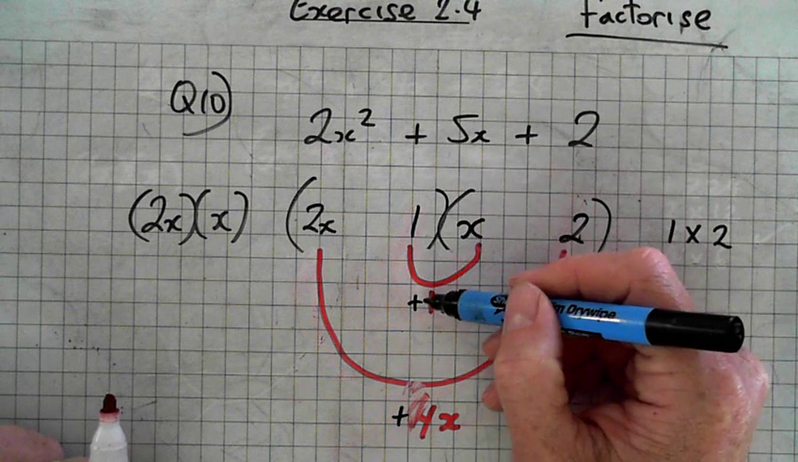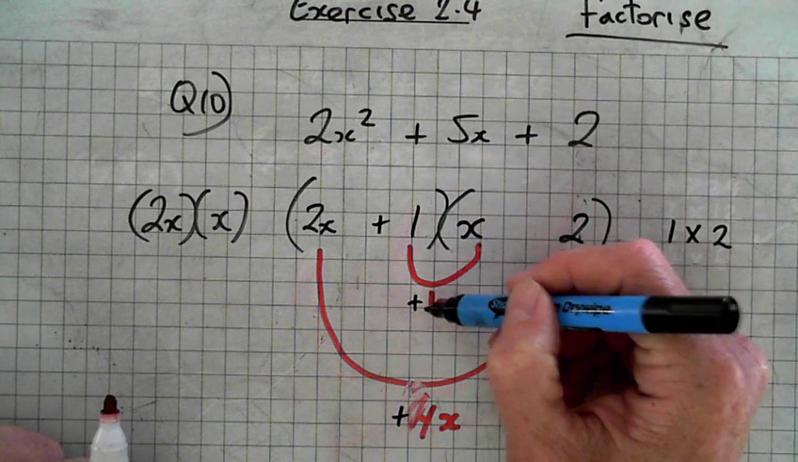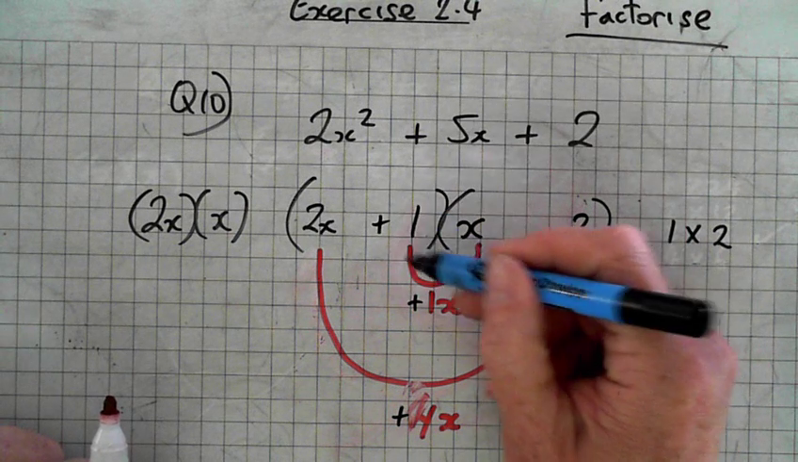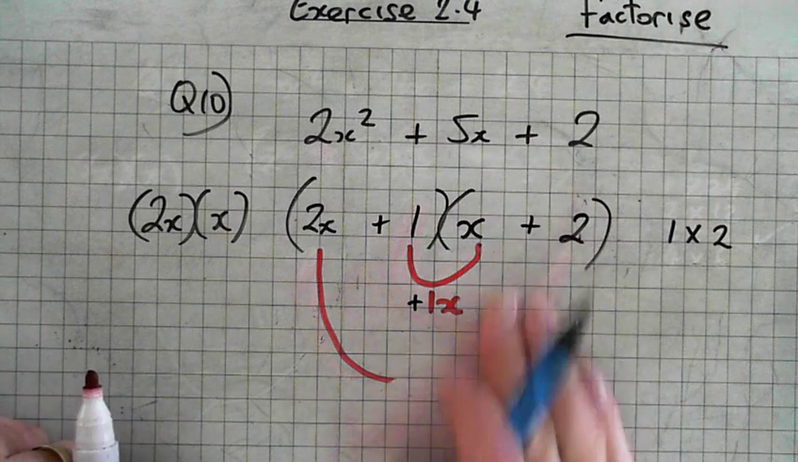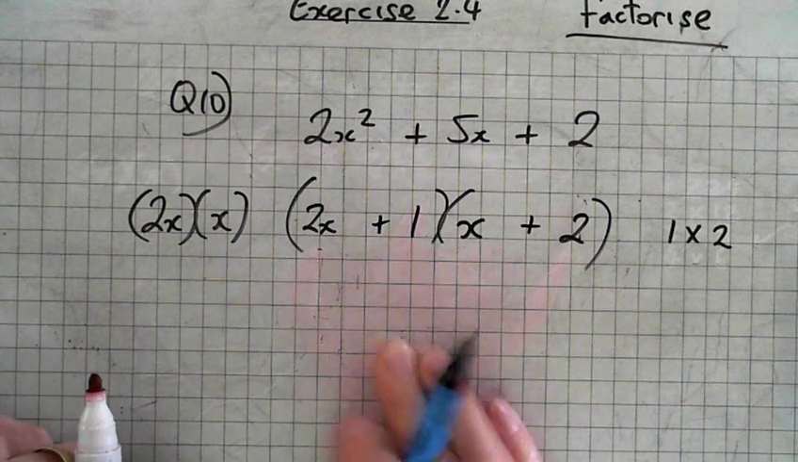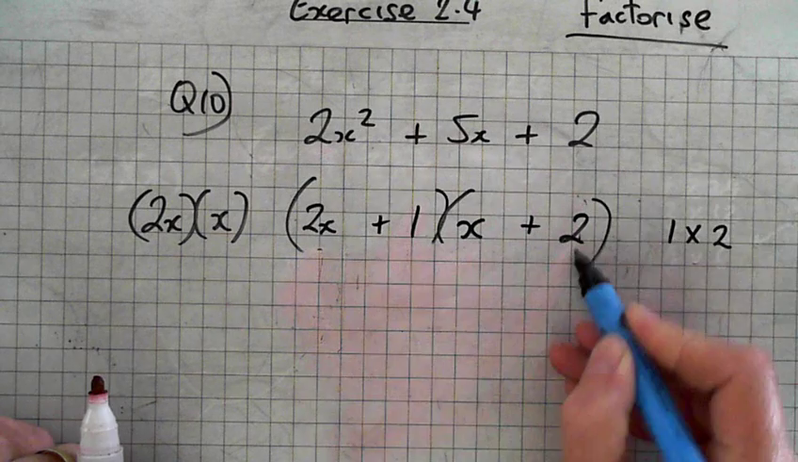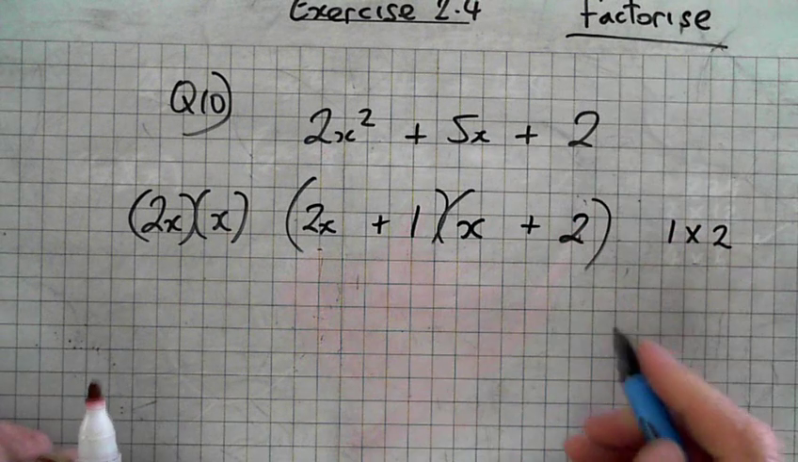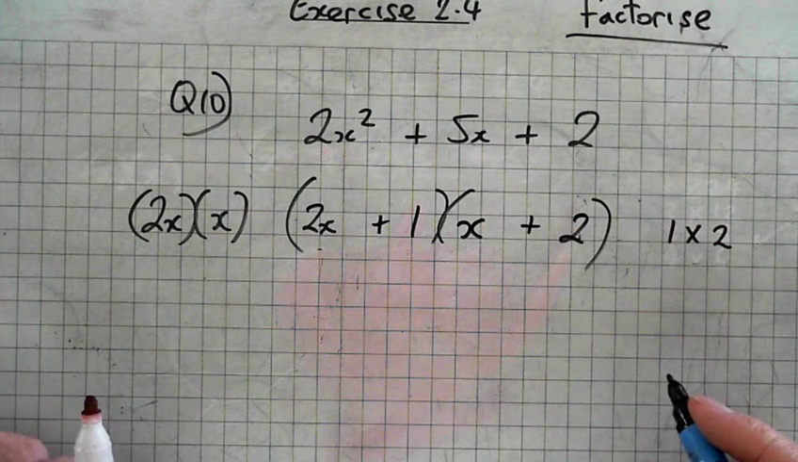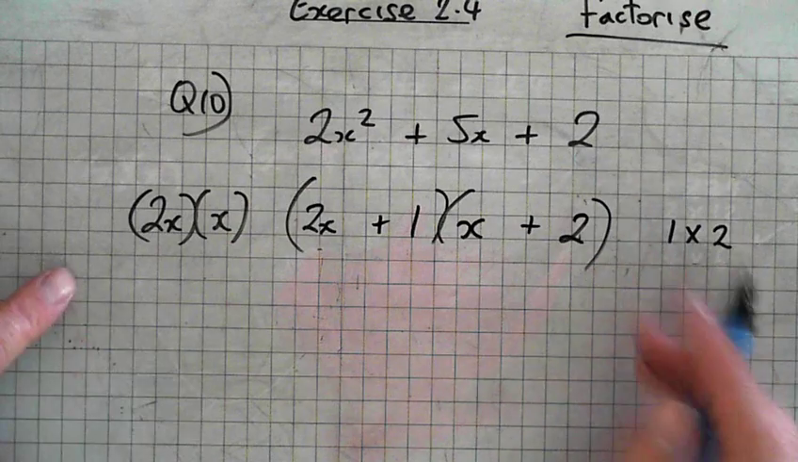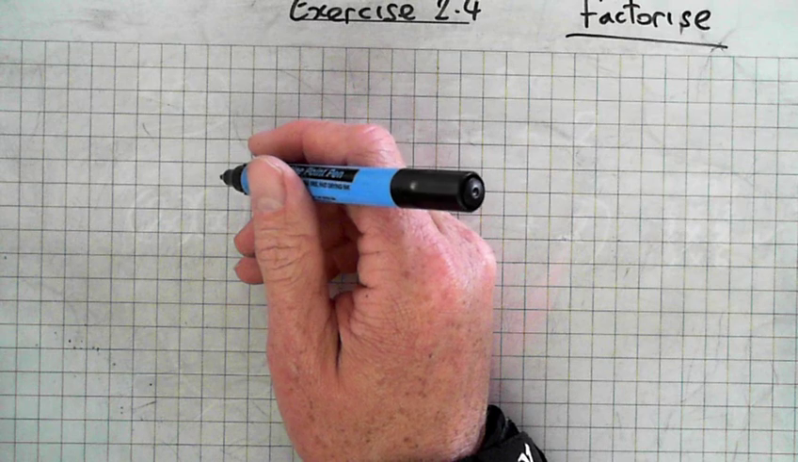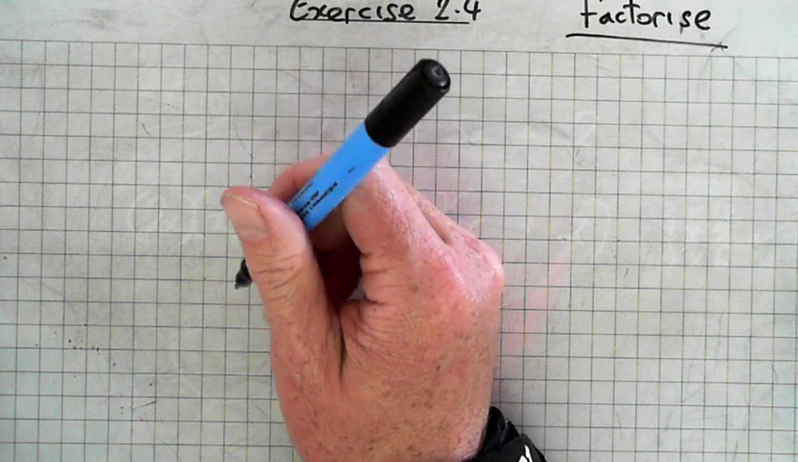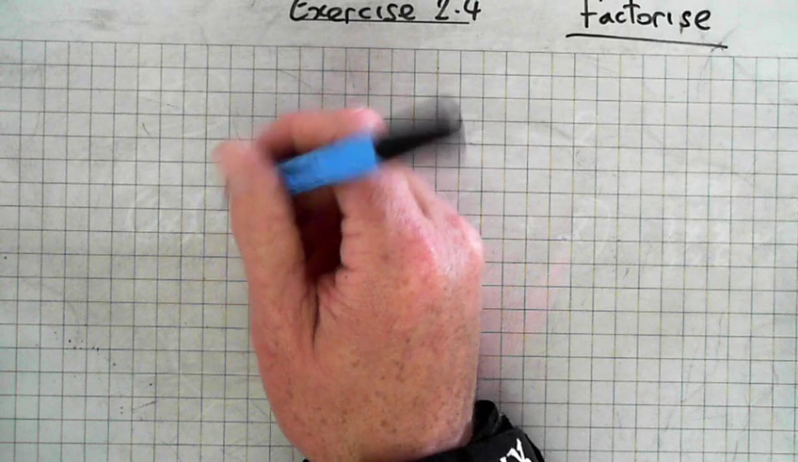So the top sign, there's plus 1. The top sign goes left. And the bottom sign goes right. Okay? So that's okay. The final check. 1 times 2 is 2. That's correct. Okay? So there are the factors. That's question 10. Question 13. I'll do question 13.